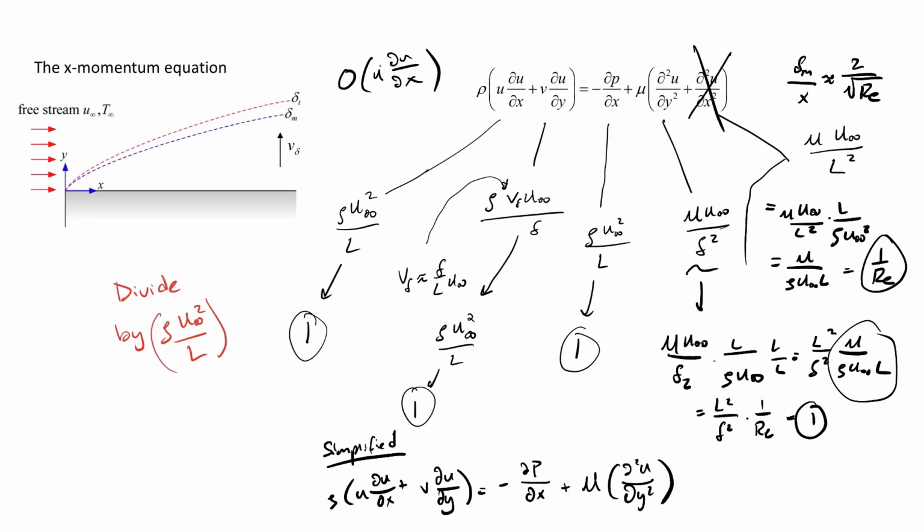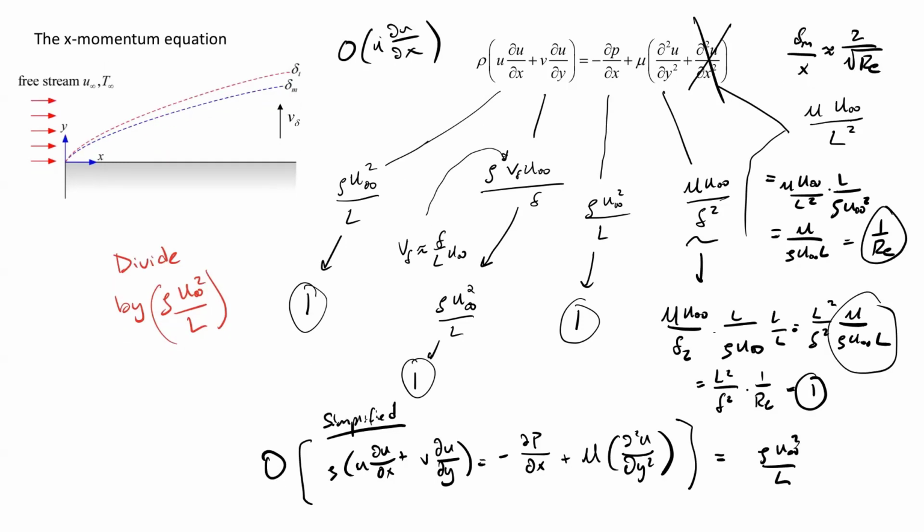Pretty straightforward. The other thing to point out here is we can actually make a statement about the order of this equation. If I take this entire thing, what's the order of this entire thing? The order is going to be as large as the largest term. The largest term here is going to be rho u infinity squared over L. So the order of this is just rho u infinity squared over L. Okay, so we're back here. We've decided the order here is rho u infinity squared over L.